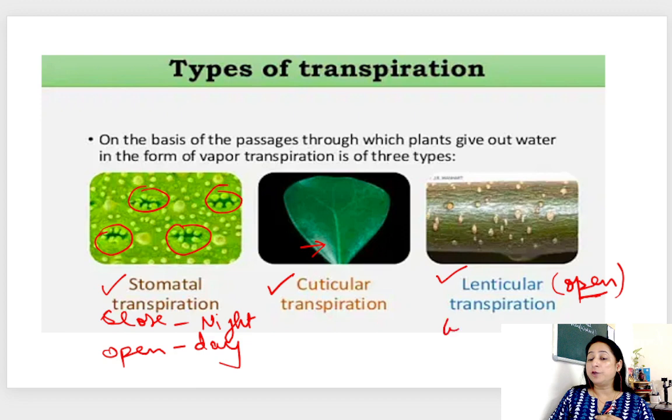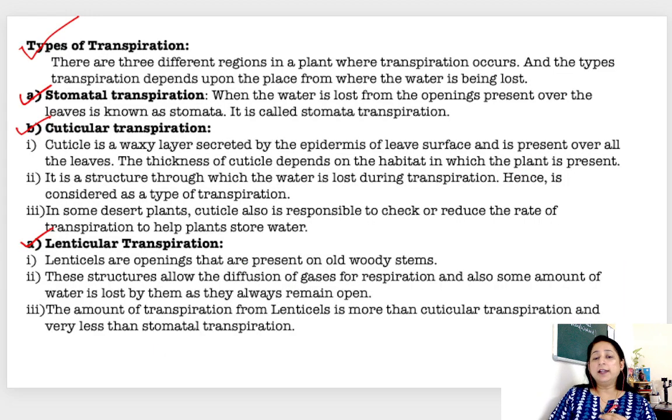They are present on woody stems. And if they are permanently open, that means they are permanently transpiring. But the amount of transpiration which takes place from lenticels is very low. So the point of keeping these pictures was just to make you understand how they look. Let's move to it. Stomatal transpiration, when the water movement or loss takes place from the openings known as stomata, we call it stomatal.